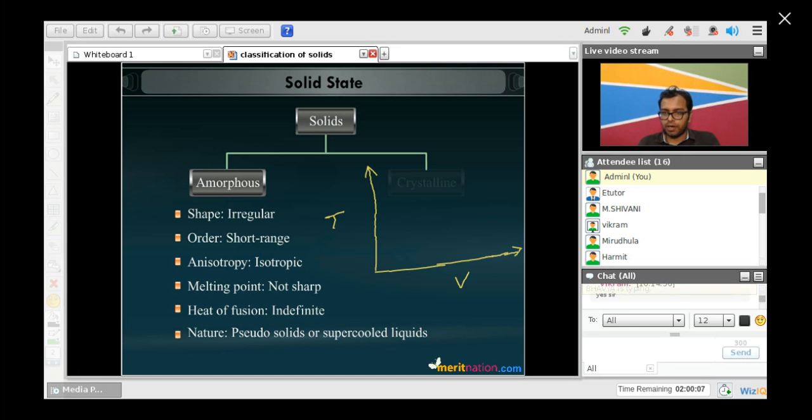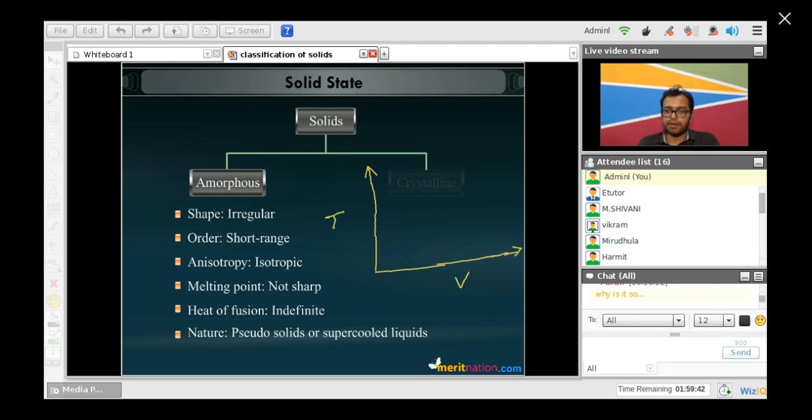Now, Atashi has also asked a question. Electrical property depends on direction measured. Sorry, I am not able to understand the question. What is the question, Atashi? Depends on the direction measured, in case of amorphous, right?